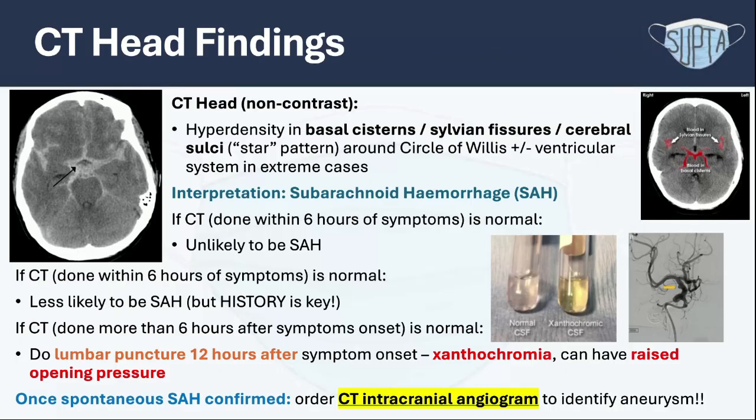This is useful because it helps distinguish a true subarachnoid from a traumatic tap, where blood is introduced by the lumbar puncture itself. So a traumatic tap gives you fresh blood, whereas xanthochromia suggests that blood has been sitting in the CSF for hours and has broken down. Once a spontaneous subarachnoid is confirmed, the next step is to identify the source of bleeding. The first vascular test recommended is CT angiography of the head, done without delay, to look for an aneurysm and guide treatment.